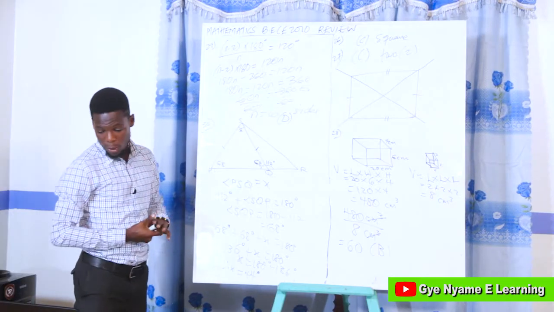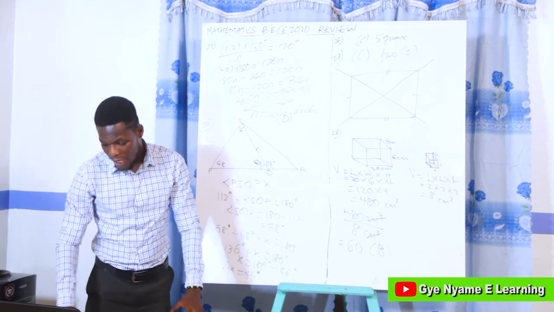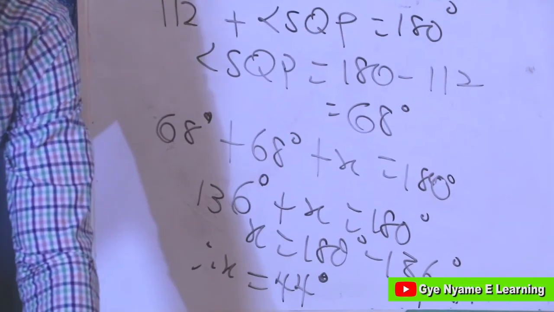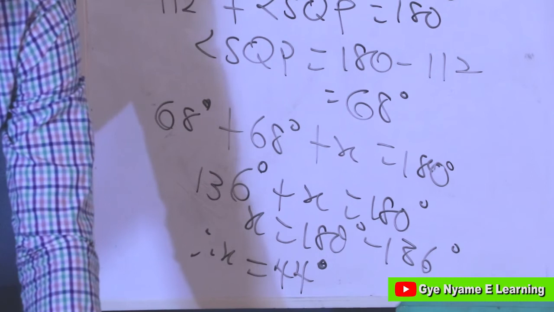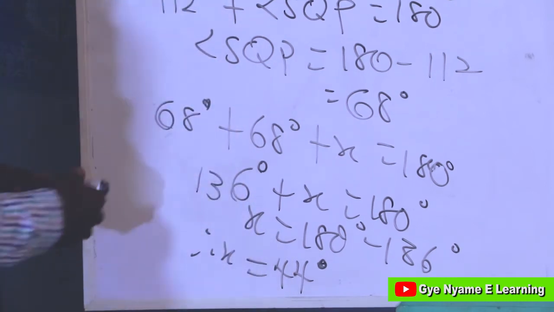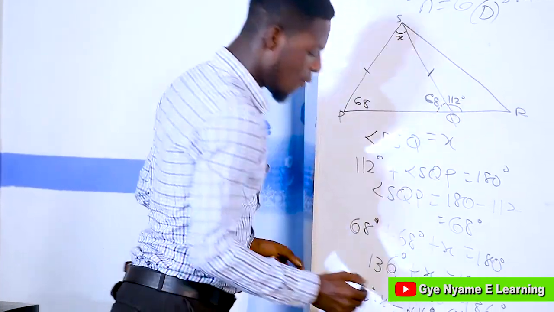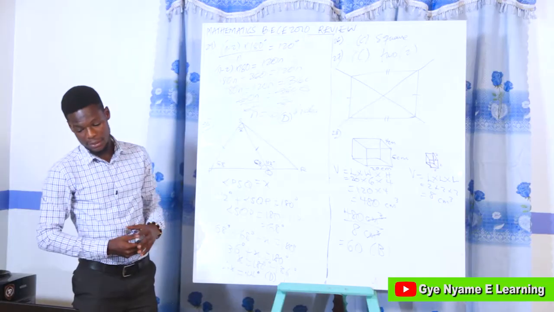44 degrees. Now let's look at our options. We have option A, 68 degrees, B, 56 degrees, C, 46 degrees, and D, 44 degrees. So our answer is option D, 44 degrees.